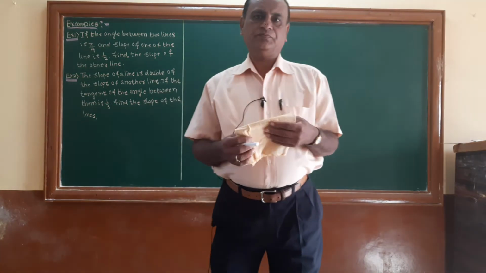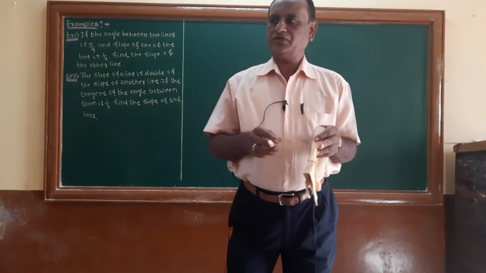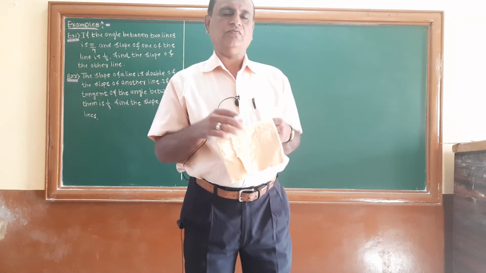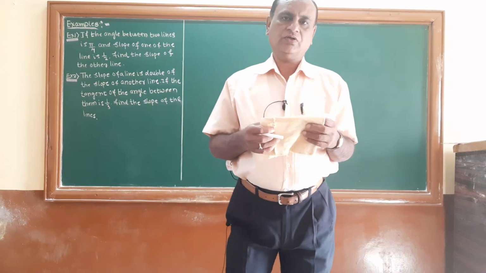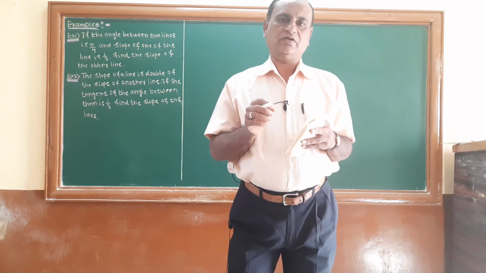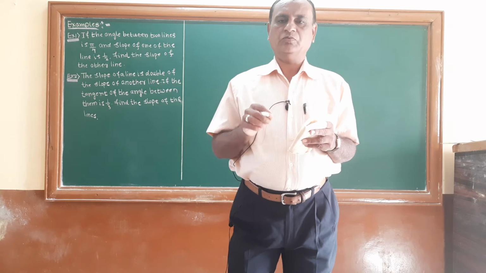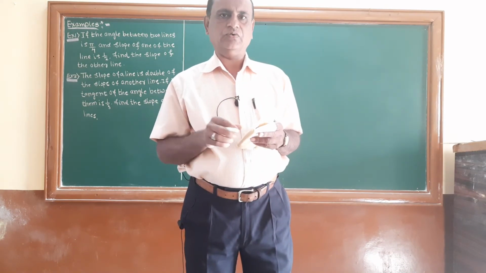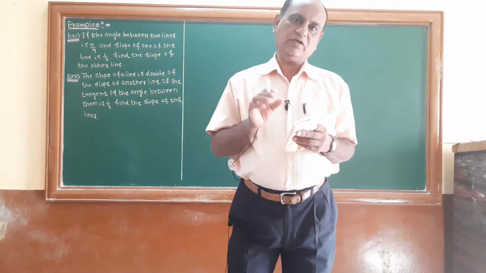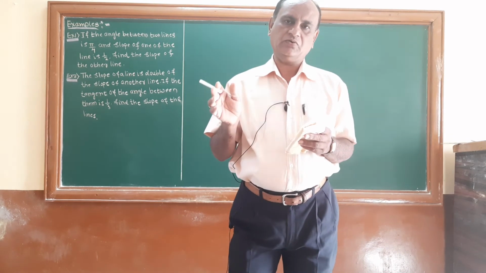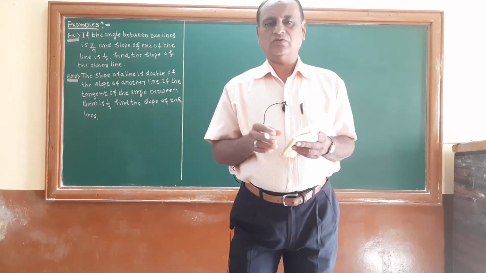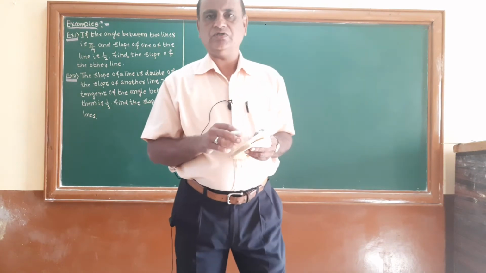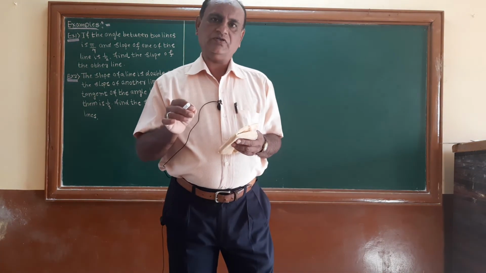In the last period, we saw the angle between two lines, an important theorem in the list of 5 marks questions. To find the angle between two lines, tan theta is equal to mod of (m2 minus m1) divided by (1 plus m1 m2), where m1 is the slope of the first line and m2 is the slope of the second line. So today I want to discuss two examples in the list of 5 marks questions.